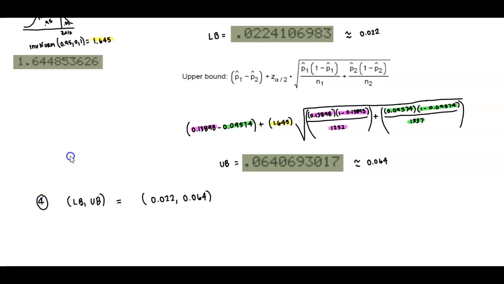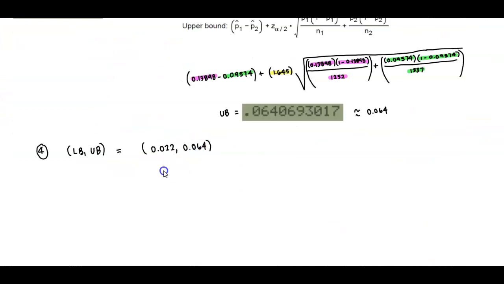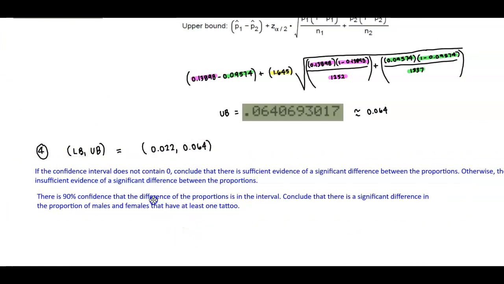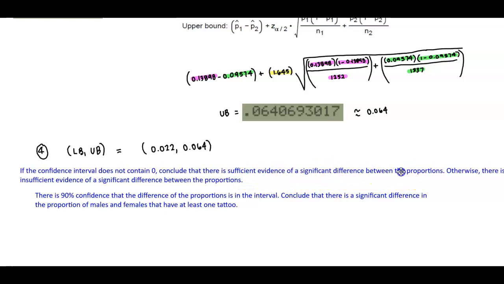Now the question, going back to the very beginning, is this: if the confidence interval does not contain 0, then conclude that there is sufficient evidence of a significant difference between the proportions. Otherwise, there is insufficient evidence of a significant difference between the proportions. So let's take a look here. Can we say that this interval contains 0? If you look here, 0 is not in this interval. Therefore, we conclude that there is sufficient evidence of a significant difference between the proportions.